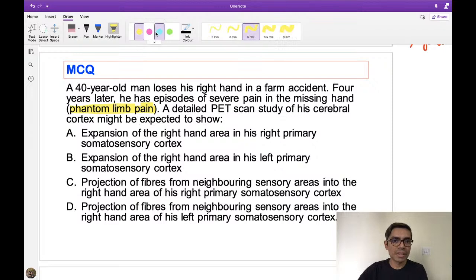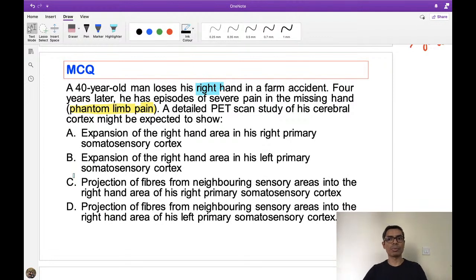So what do I have to concentrate on here? I have to concentrate on which hand has been amputated. The right hand has been amputated. So if the right hand is amputated, in which hemisphere is the change going to happen? Think about that first, and then what will happen to that hemisphere? Look at options A, B, C, D and try to guess what the answer will be.